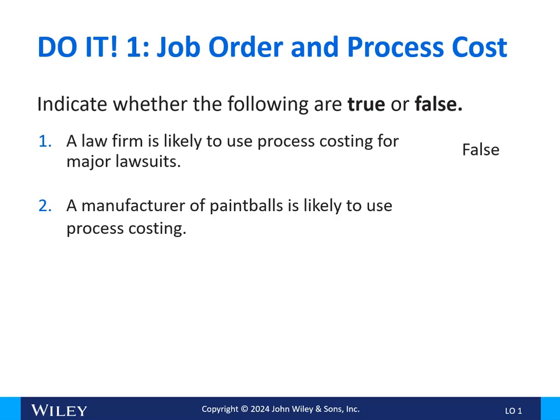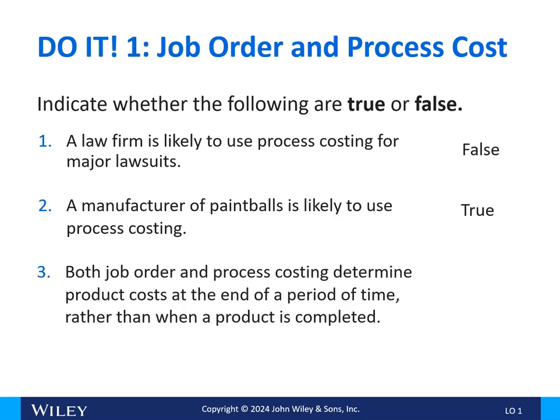A manufacturer of paintballs is likely to use process costing. That is true. The output is pretty homogeneous, and it's a more continuous production process, so a process cost system would be best.